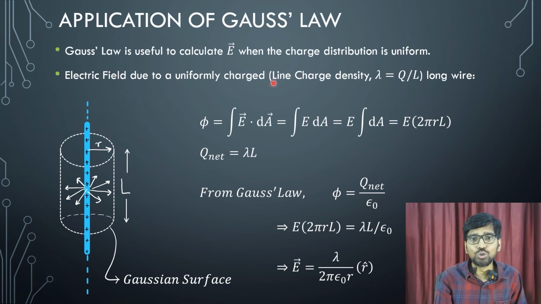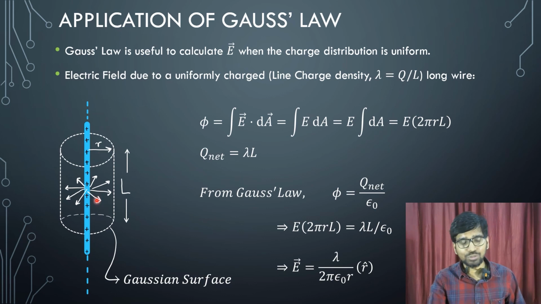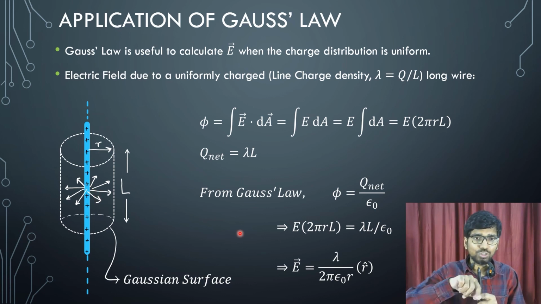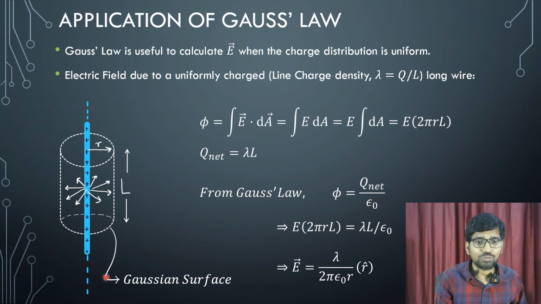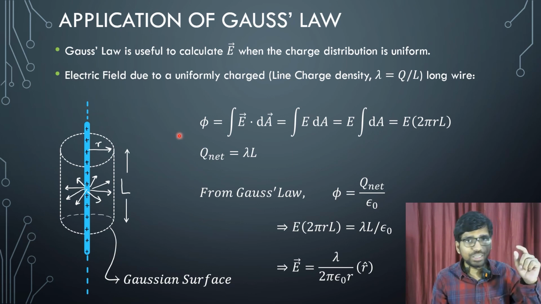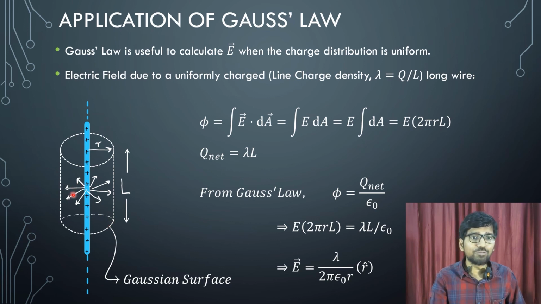We will have a uniformly charged long wire with line charge density lambda, and we have to calculate electric field using Gauss law. We have this long straight wire with lambda line charge density. Since electric field due to this configuration is in radial direction, it has cylindrical symmetry. Therefore, we will take the Gaussian surface to be a cylinder of height L and radius R. As you can see, there will be no electric field lines crossing the flat surfaces of the cylinder. Therefore, all the flux will be leaving through the curved surface area of the cylinder.